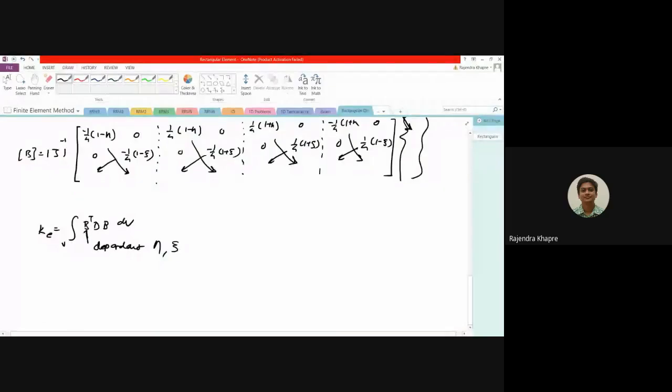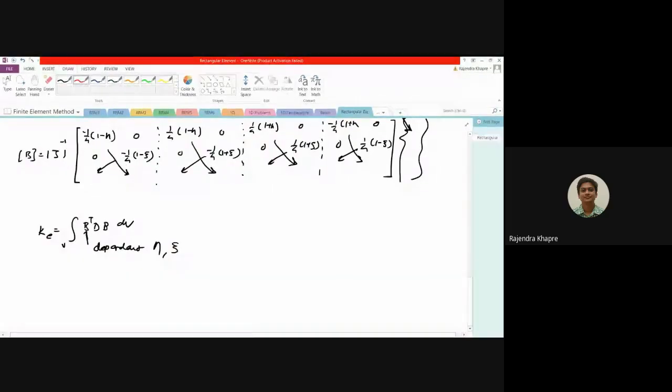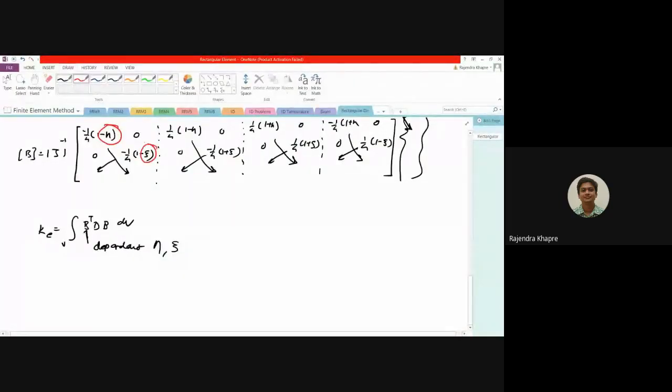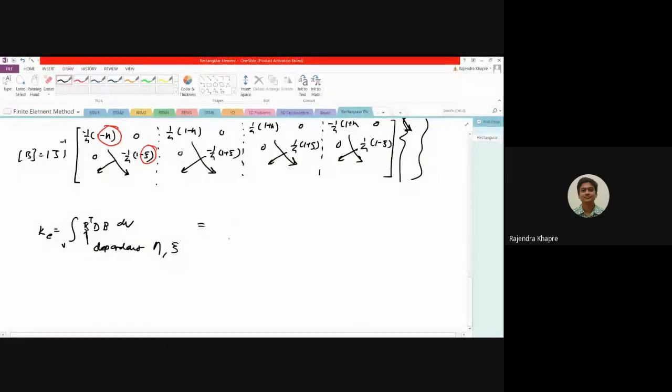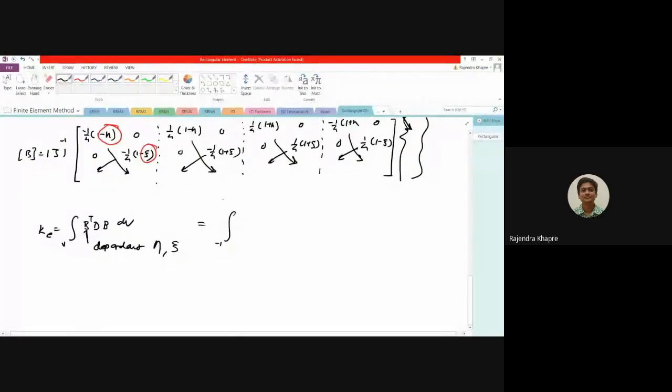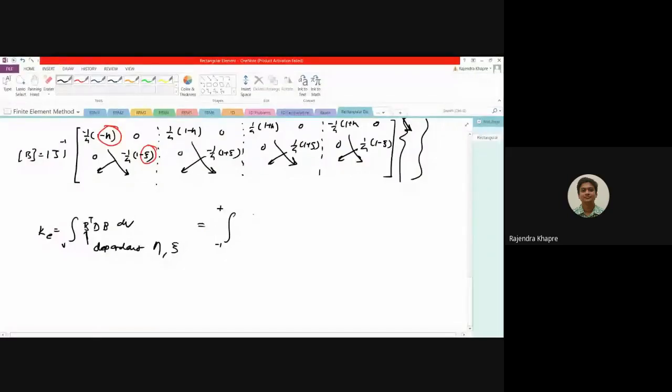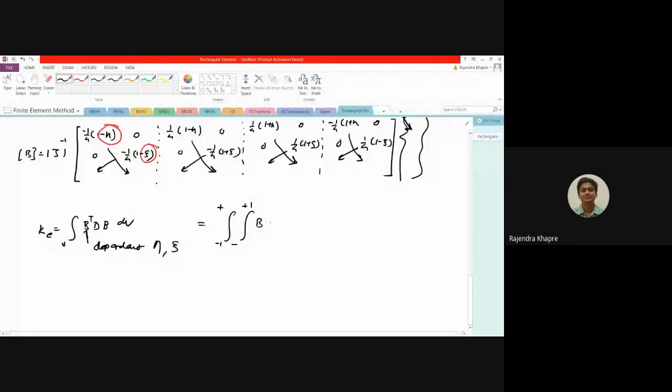Because you see, the values of this matrix contain the terms of xi as well as eta. Both are there, so we have to integrate accordingly. What we can do is integrate from -1 to +1, again -1 to +1. We can write this as B transpose into D into B.